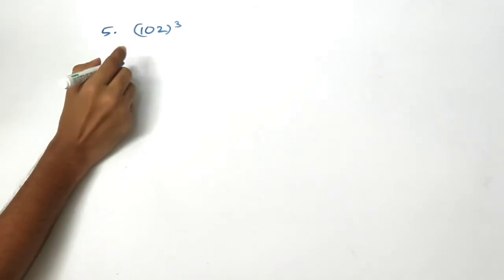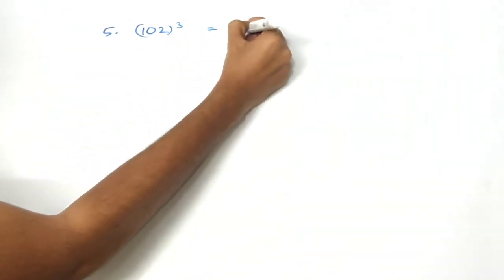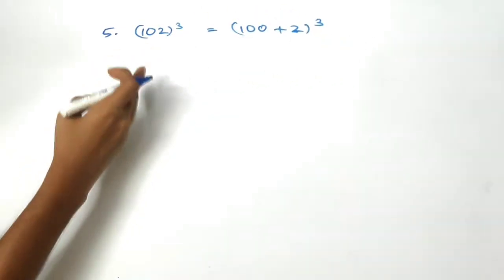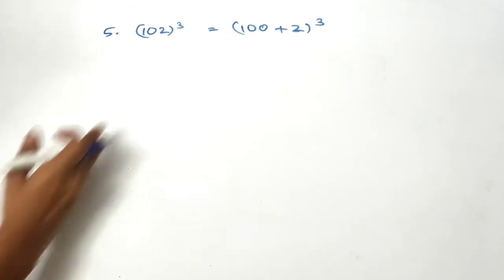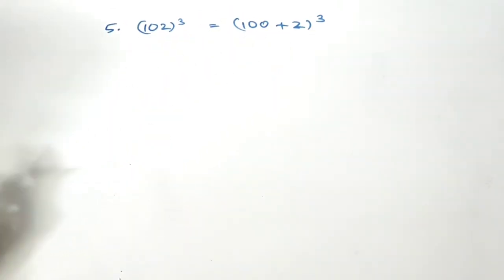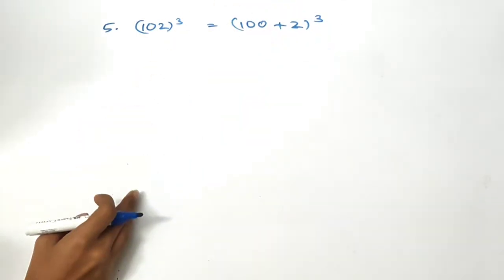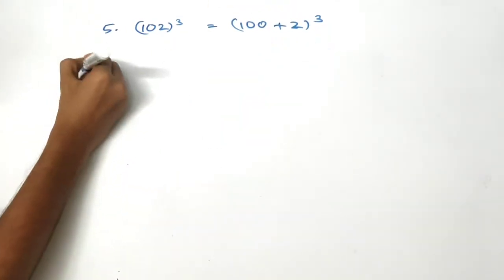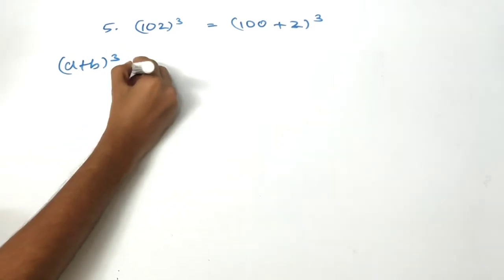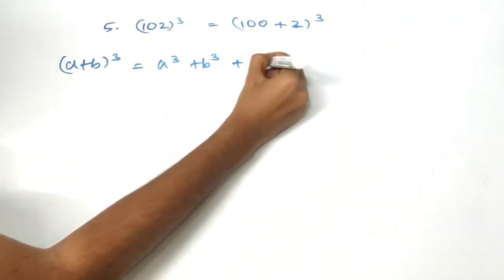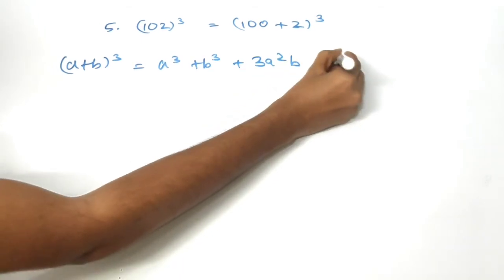Now, as of this case over here, how can we write 102? 102 can be written as 100 plus 2 and finally the whole cube. So, we have split 102 in terms of 100 plus 2 the whole cube. Now, further we can see an identity over here. What is the identity? We can see x plus y the whole cube or a plus b the whole cube. Now, what was a plus b the whole cube? A plus b the whole cube was a cube plus b cube plus 3a square b plus 3ab square.